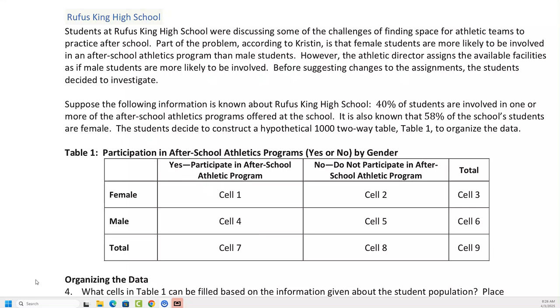Suppose the following information is known about Rufus King High School. 40% of students are involved in one or more of the after-school athletic programs offered at the school. 40% of the students are involved. It's also known that 58% of the school's students are female. The students decide to construct a hypothetical 1,000 two-way table, table 1, to organize the data.